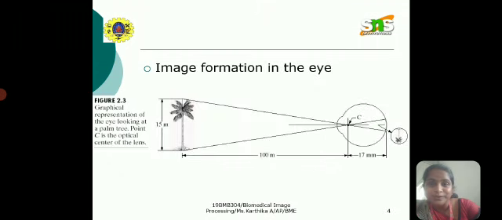And this shows the image formation in the human eye. This is a graphical representation of the eye looking at a palm tree. Point C is the optical center of the lens, and the distance between the palm tree and the eye is shown here: 100 meter, 17 millimeter, and 15 meter. This perfectly shows the image formation in the human eye. Here the eye can see the palm tree, but it is formed opposite and inverted, and finally we see it as actual.